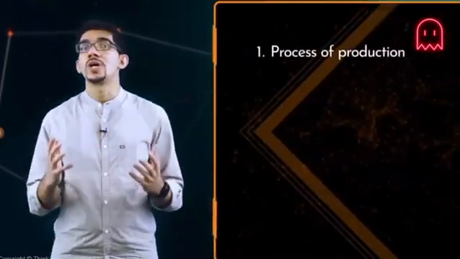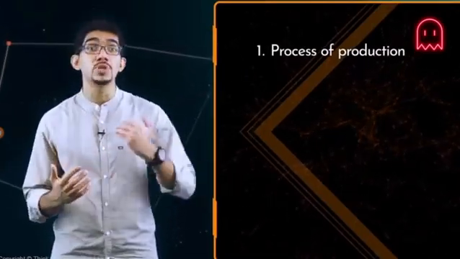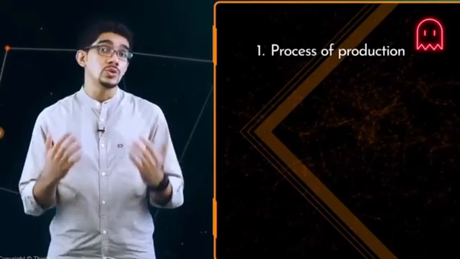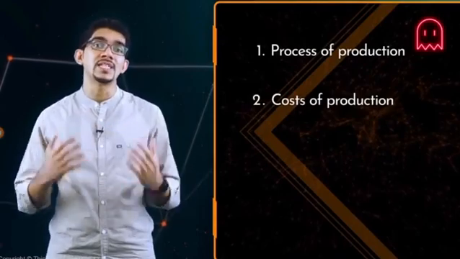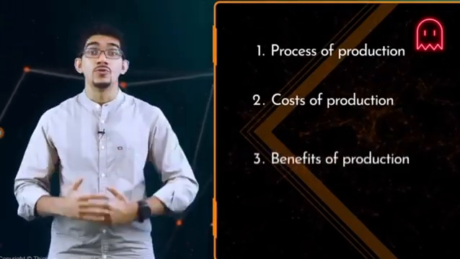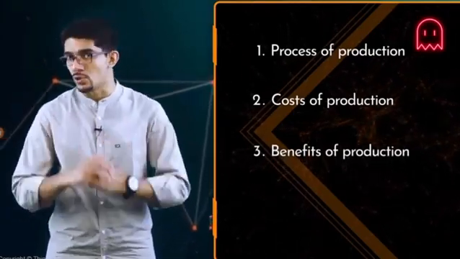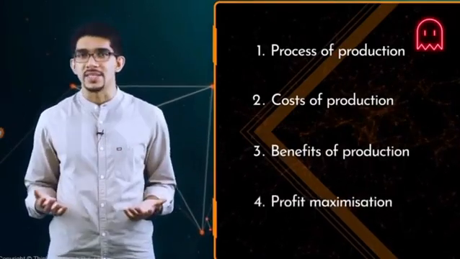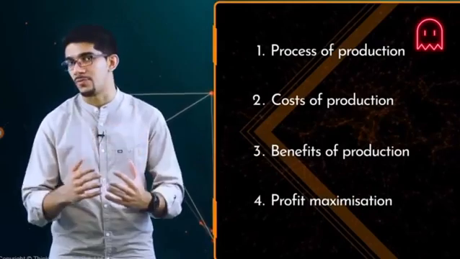So there are four aspects to studying producer behavior. 1. How production is done, or what is the production process, which includes how inputs or resources are used. 2. What are the costs of production and how do firms try to minimize costs by choosing optimum production and input usage. 3. What are the benefits of production, or how do firms try to maximize revenue. And 4. Profit maximization. How do firms combine all this into maximizing their profits?